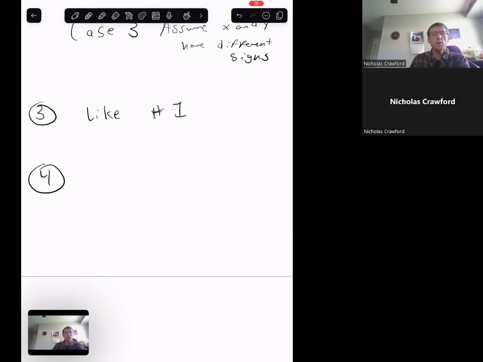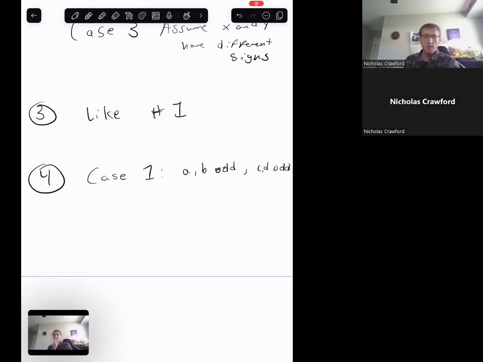But 4 says prove if A and B have the same parity and C and D have the same parity, then AC plus BD is even. This is another case 1. We have to do another case. So case 1, and we're going to do them all. Either A, B, C, and D are all odd. So A and B are odd, and C and D are also odd.